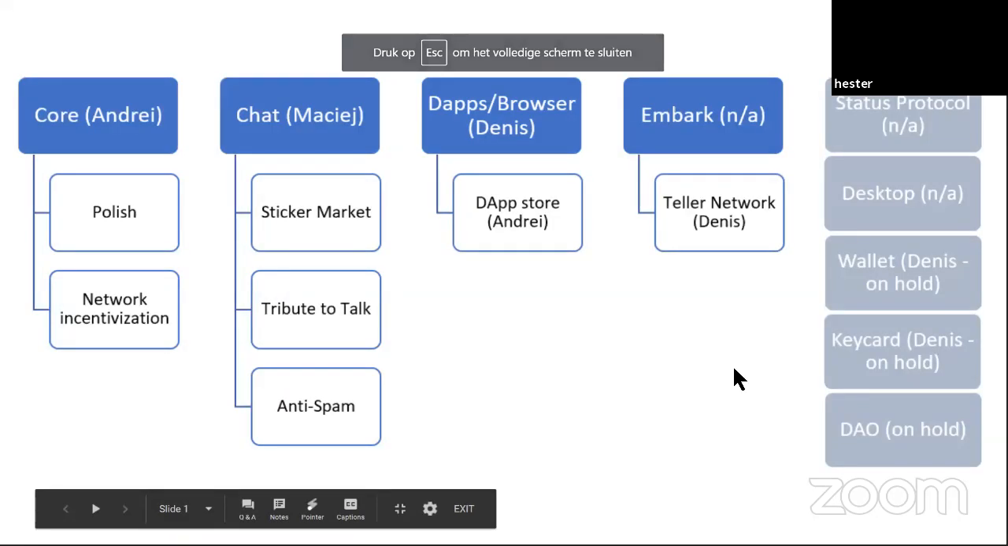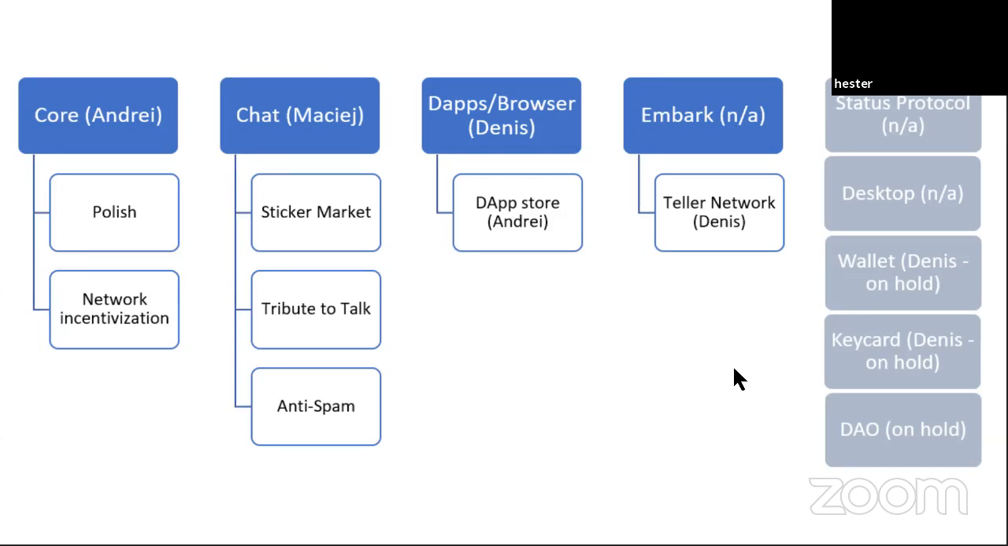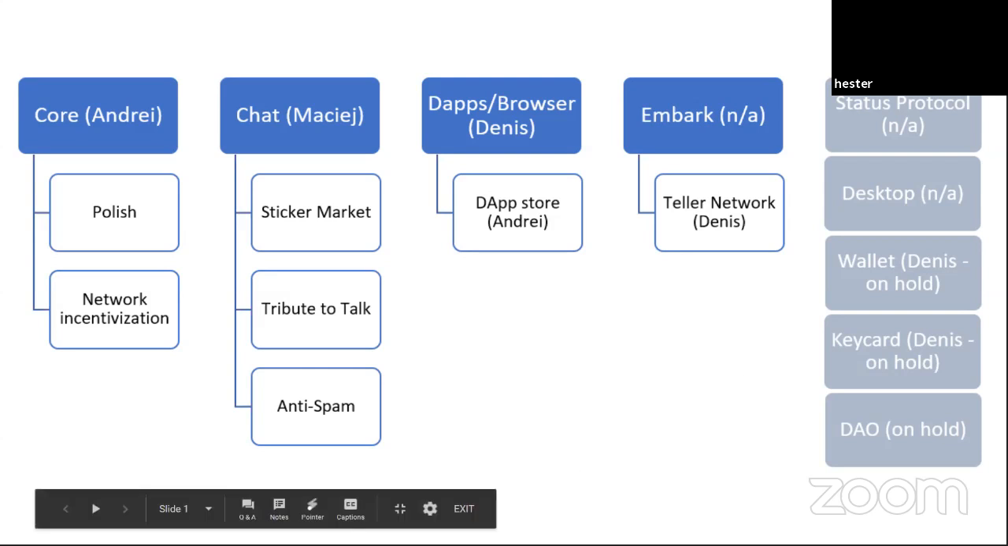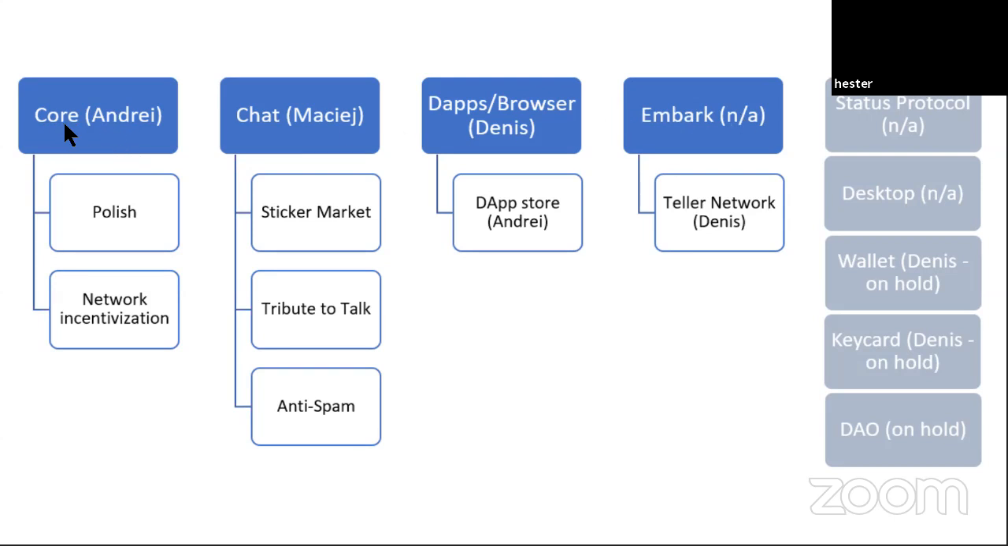Hope that's visible. It's pretty basic, but now that we've scoped the design work for at least most of the swarms, I thought it would be useful to give you a quick snapshot of the current allocation by team. Looking at core, Andre is the key contact. Under core, there are 2 swarms currently: polish/onboarding/patient 0, and network incentivization, which Andre is also working on. Then a similar story for chat, where Mache is the key contact for the team. Roughly 3 swarms are connected to that, even though sticker market is also a DApp, so it's not necessarily one-to-one. The swarms Mache is responsible for at the moment are sticker market, True to Talk, and anti-spam.